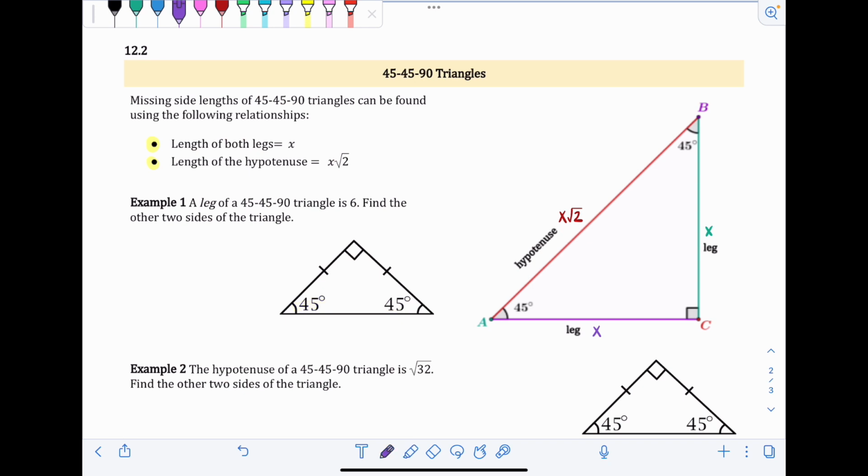We're going to write the formulas around the outside. So one leg is x, the other leg is also x, and then the hypotenuse is x root 2.